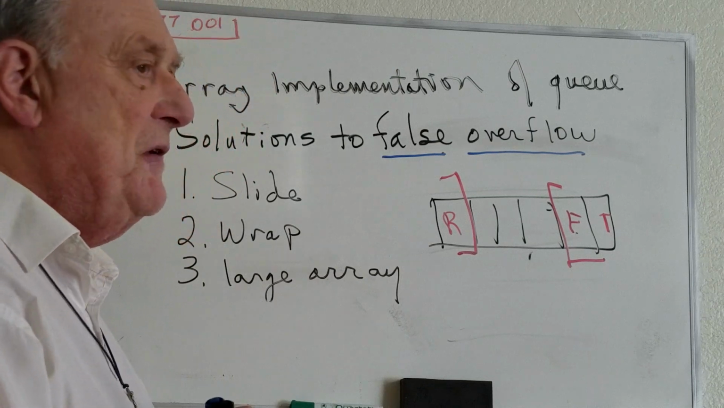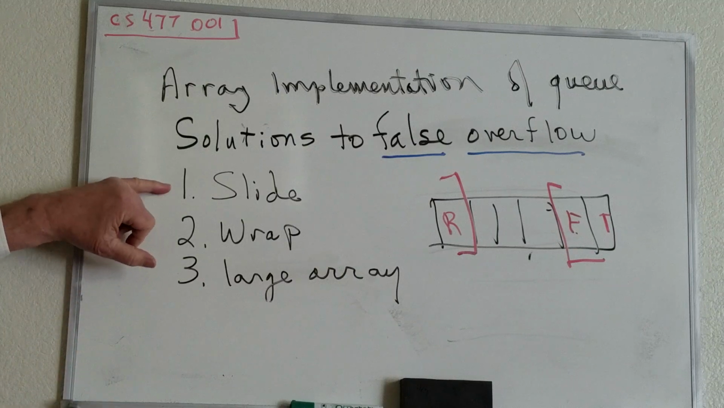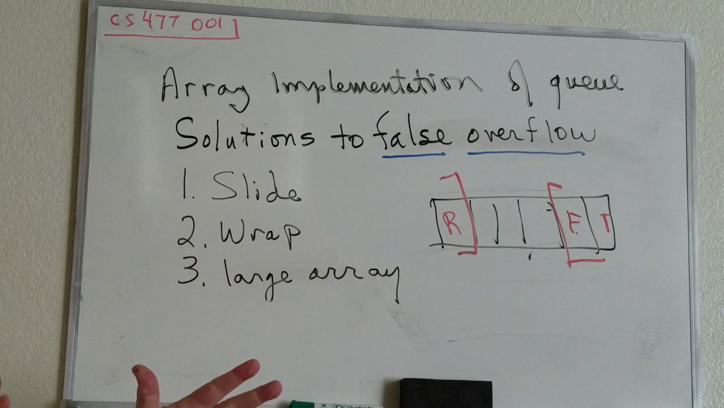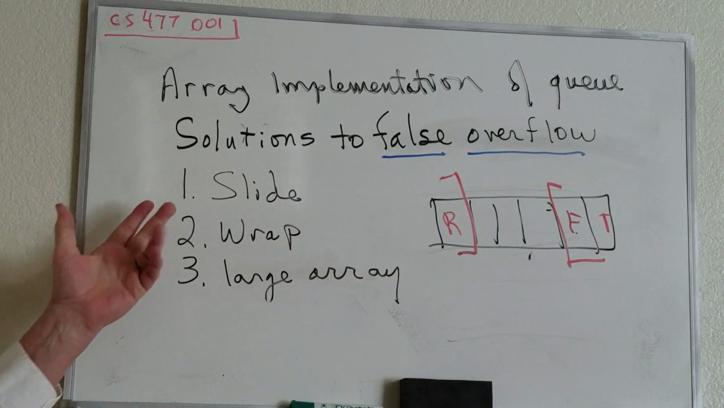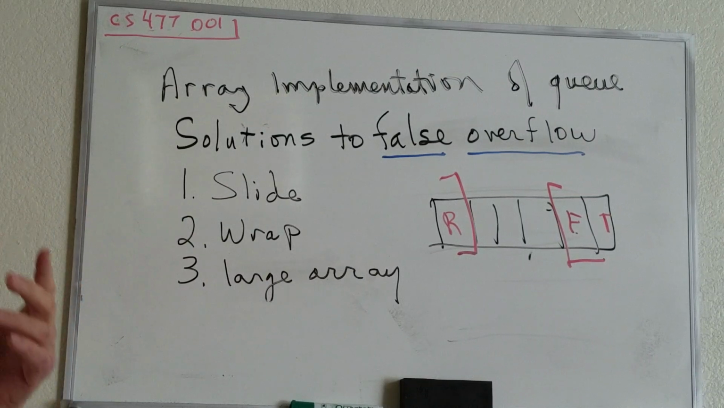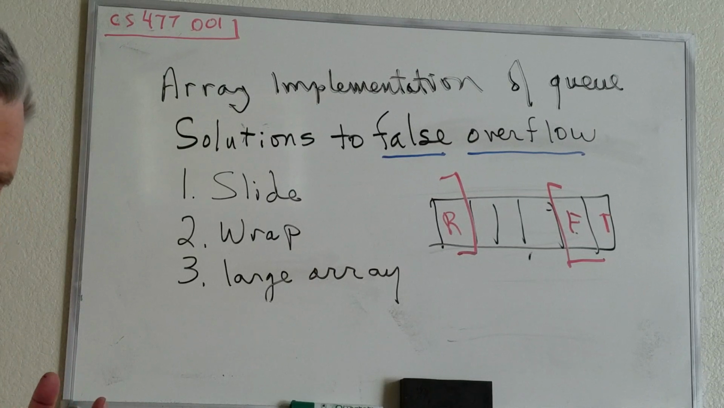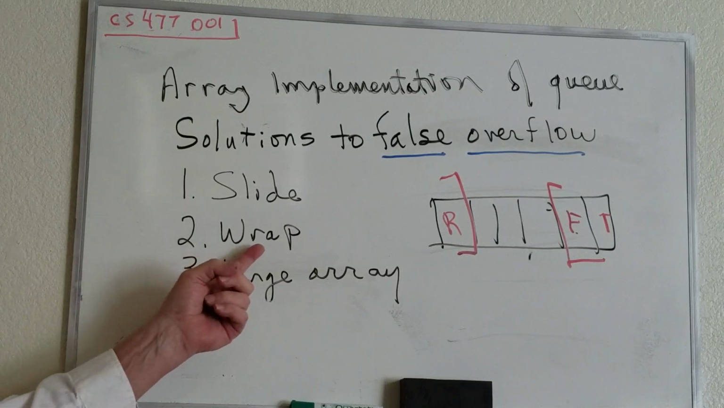Now that has its problems. Both of those implementations have their problems. The problem with slide is that it costs a lot of time to slide everything over. And if you're in a real-time situation, such as implementation inside an operating system, the slide might take enough time to cause some kind of trouble. Now, if the queue is nearly full, you'll have to slide frequently, and that's called thrashing, and that could really slow things down.